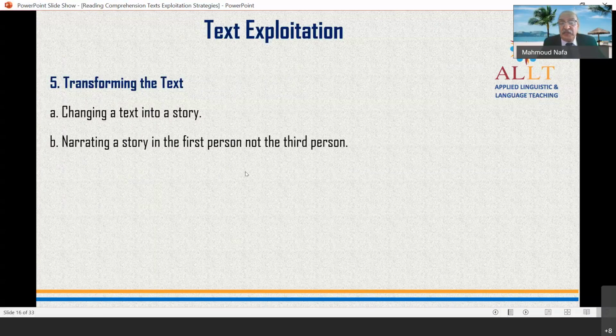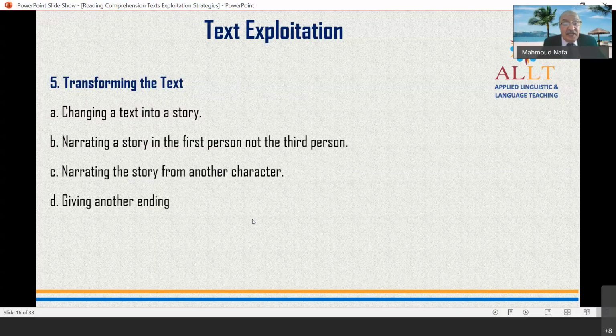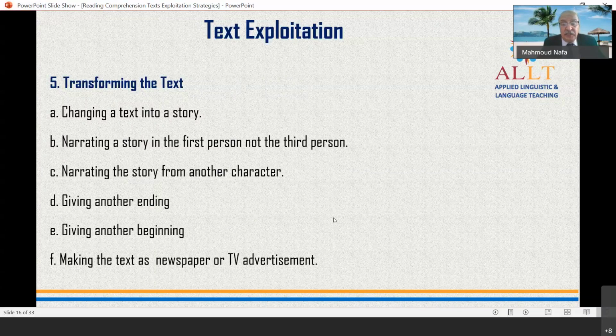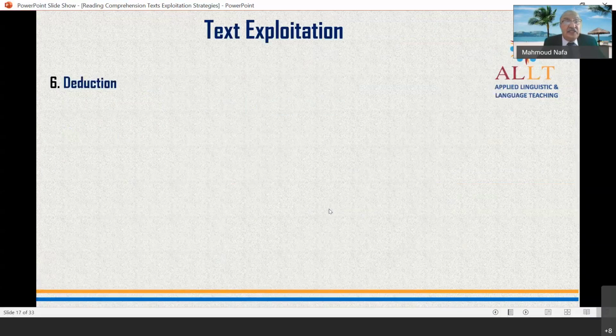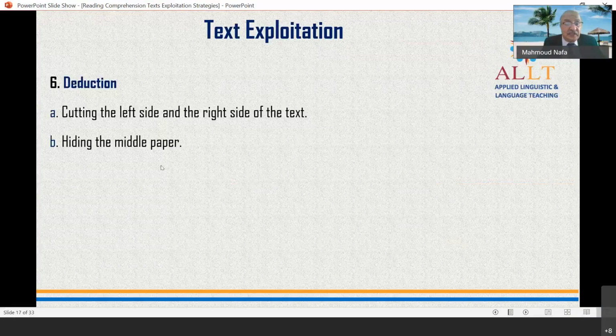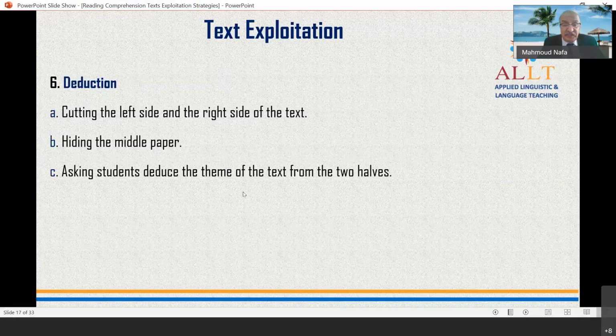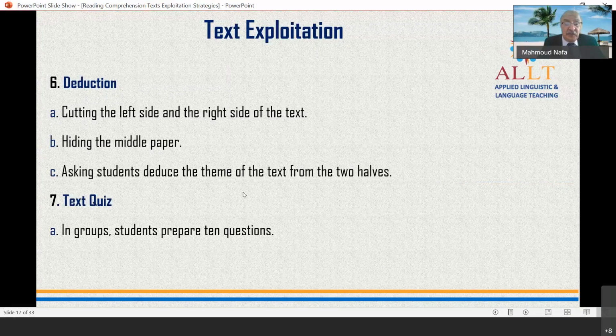Narrating the story in the first person instead of the third person. Narrating the story from another character. Giving another ending. Giving another beginning. Making a text as a newspaper or advertisement. Deduction: cutting the left side and right side of the text, hiding the middle part. Ask a student to deduce the theme of the text from the two halves, not from the whole text. Now, text quiz. Ask students to prepare 10 questions based on the text, then ask them to exchange these questions and answer them.